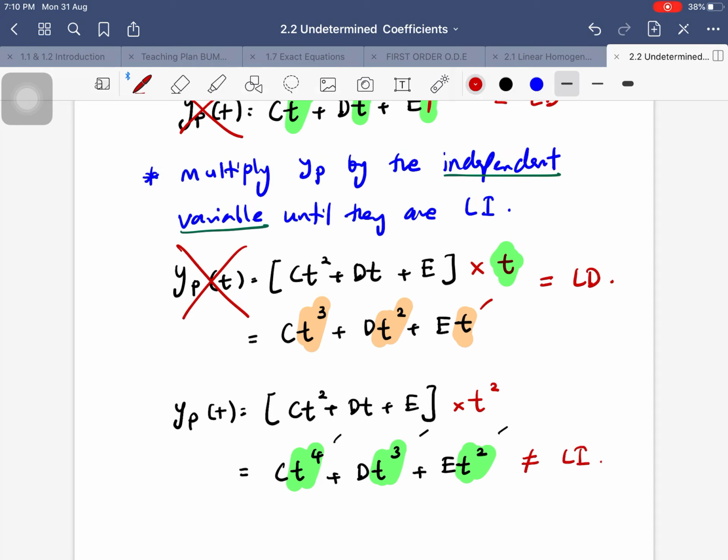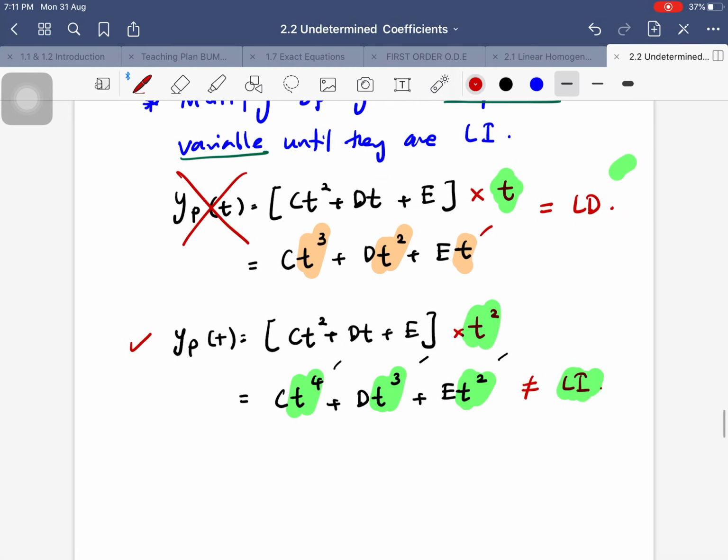They are linearly independent. So to what extent are you going to do this? You're going to do this repeatedly until they are linearly independent. At this stage, if they are already linearly independent, you just stop. But I had to proceed by multiplying by t squared because they were still linearly dependent. So this is going to be our yp. The rule is that when they are linearly dependent, multiply by the independent variable. If you're using t, multiply by t. If your independent variable is x, multiply by x.